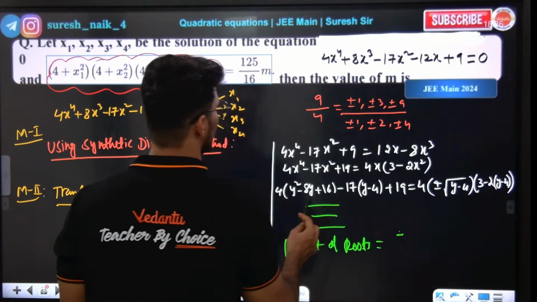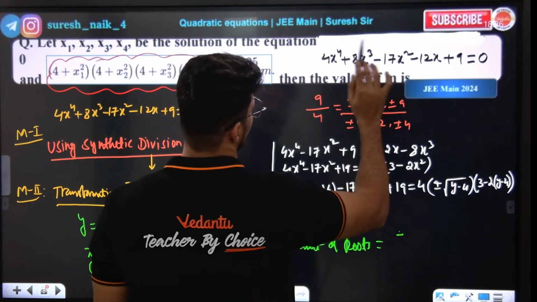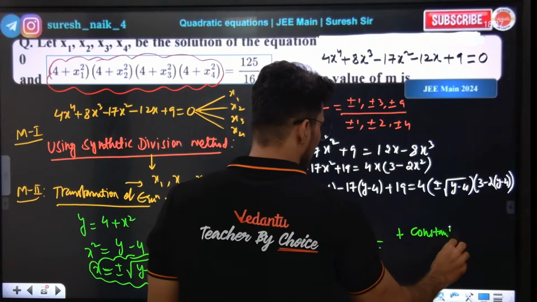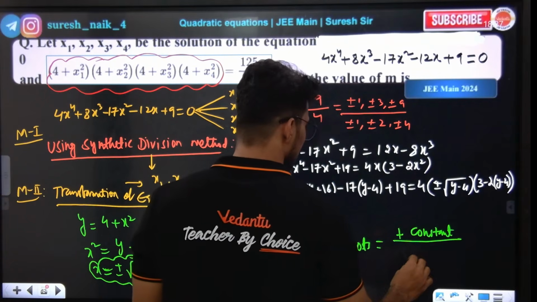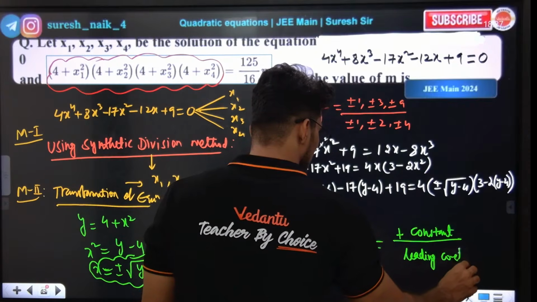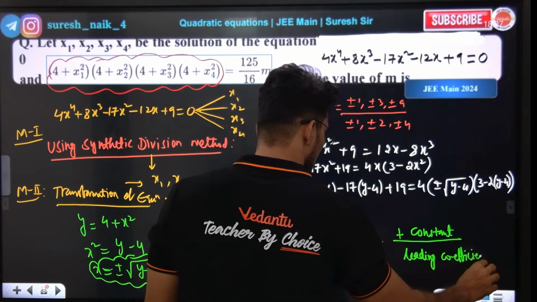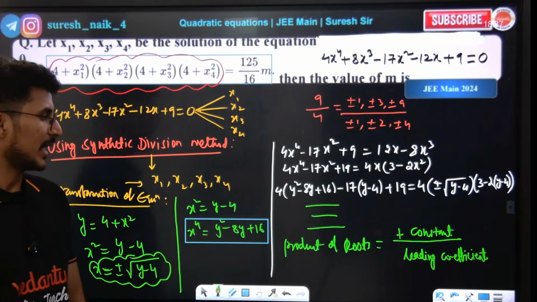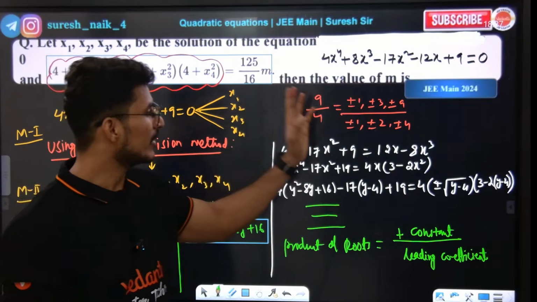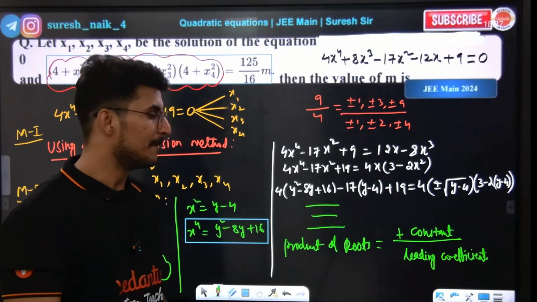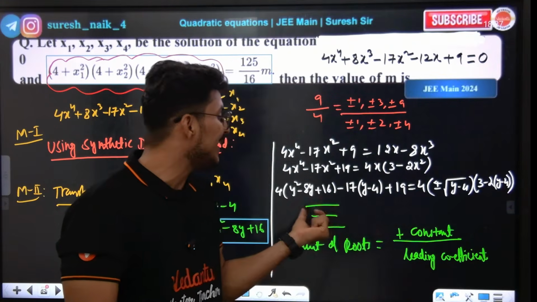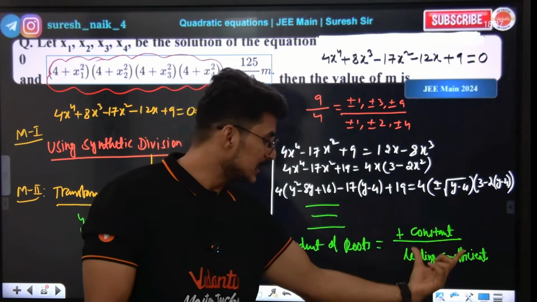Last constant. For a 4th degree equation, the signs go plus, minus, plus, plus, minus, plus, minus, plus. So the product is plus constant by leading coefficient. Simplify this and the equation gives constant term divided by leading coefficient. We don't know the value of m yet. Hope you understood this. What is the constant? What is the leading coefficient? Write it here.